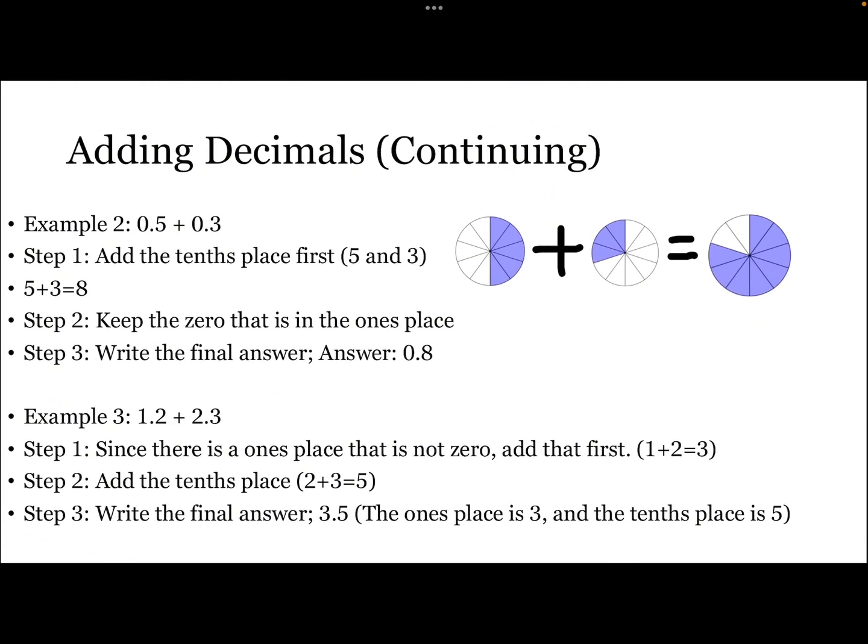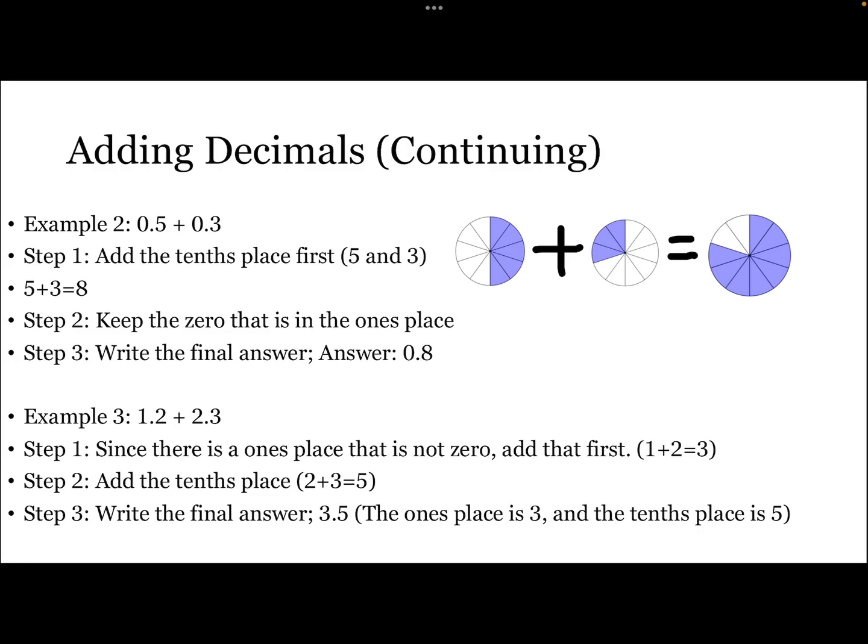Adding decimals, continuing. Example 2, 0.5 plus 0.3. Step 1, add the tenths place first, 5 and 3. 5 plus 3 is 8. Keep the 0 that is in the ones place. So as you can see, a 0 that is before the decimal point, in 0.5 and in 0.3, you have to keep it there. Write the final answer. And the answer is 0.8.